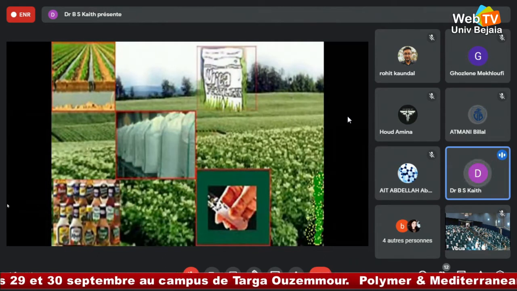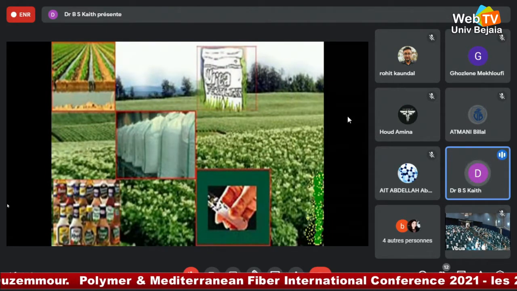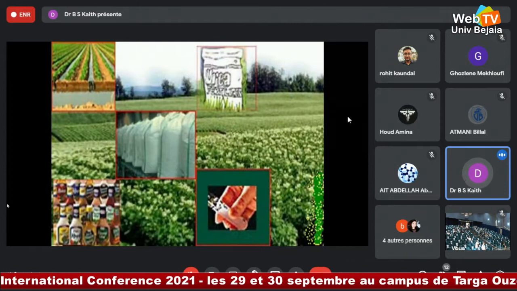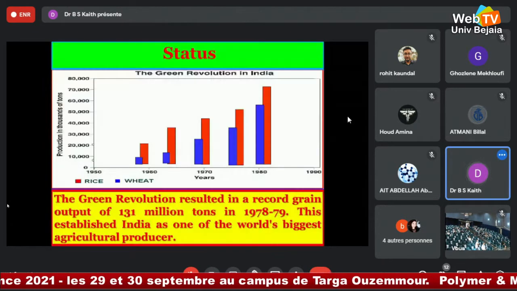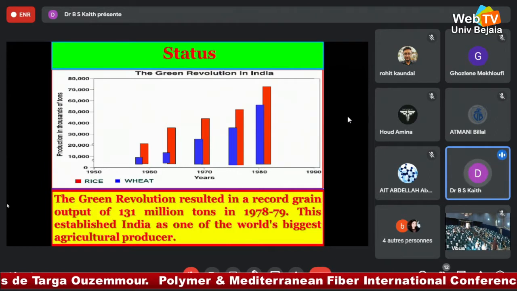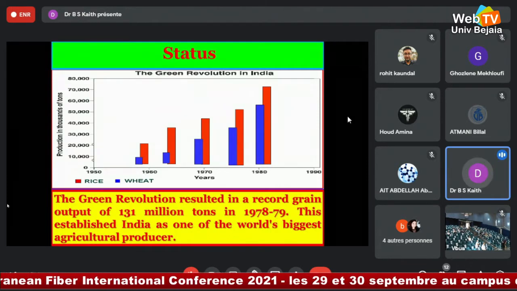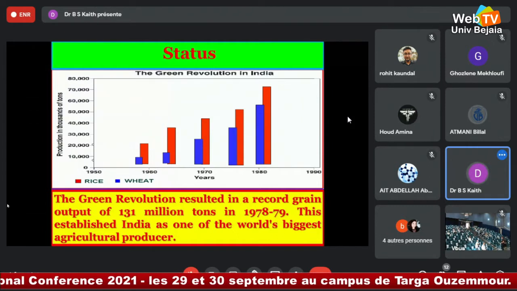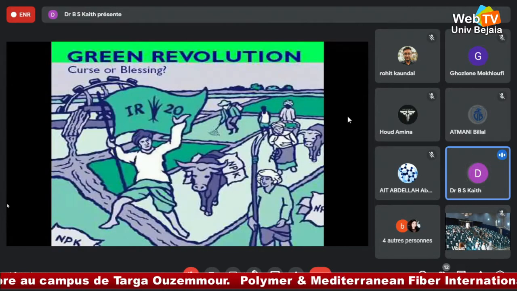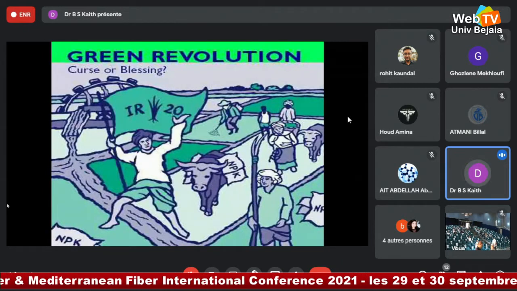During that Green Revolution, people used various types of agrochemicals in the form of insecticides, pesticides, fungicides, and whatnot. Overdoses were given at that time without knowing their side effects, and a lot of production was there. The Green Revolution resulted in a record grain output of around 131 million tons in the year 1978-79, and this established India as one of the world's biggest agriculture producers. No doubt we could achieve our goal within a span of about 10 years, between 1967 and 1978. But the question here is, whether the Green Revolution is a curse or a blessing, that's a more important point here.